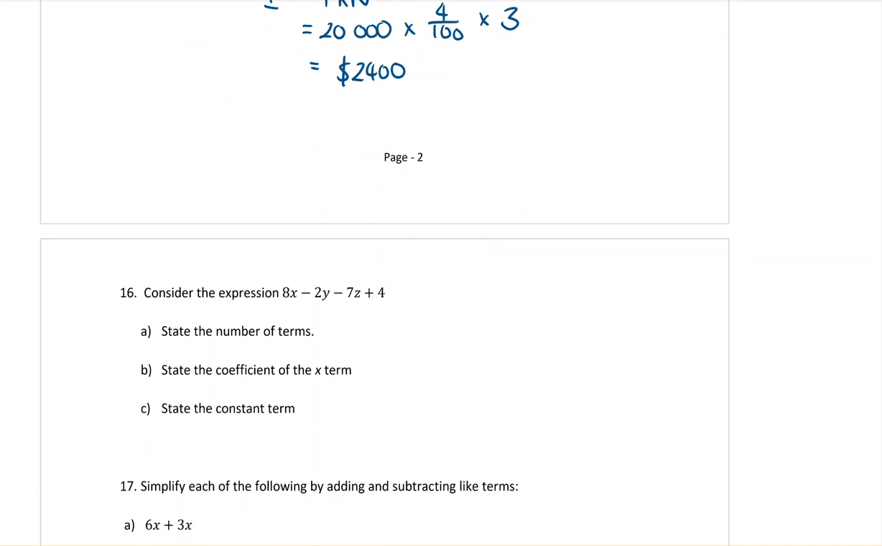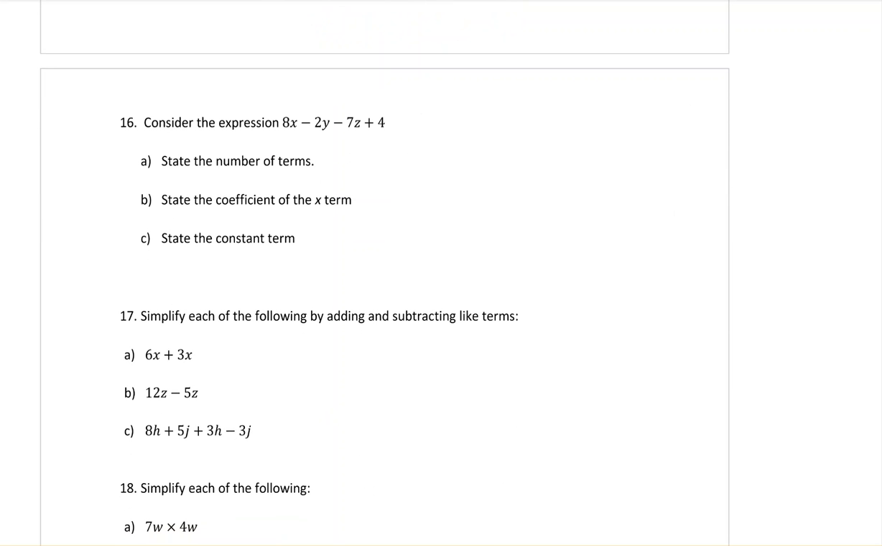Okay? Question 16. Consider the expression 8x minus 2y minus 7z plus 4. Okay, so this is into the algebra stuff here. State the number of terms. The terms are the things that are separated by the plus and minus signs. So there is 4 terms in there.